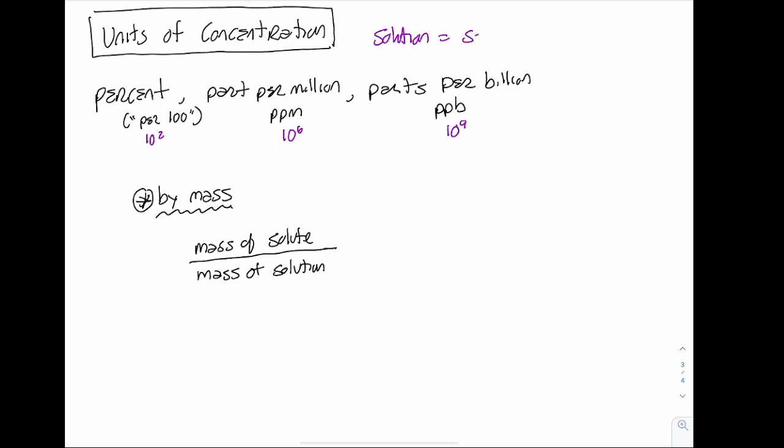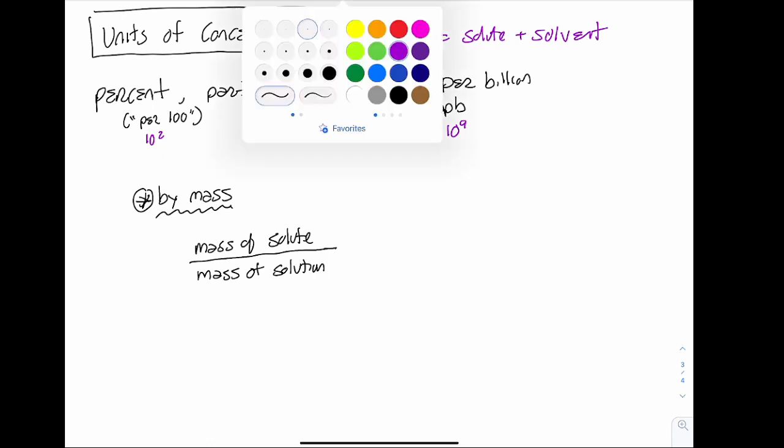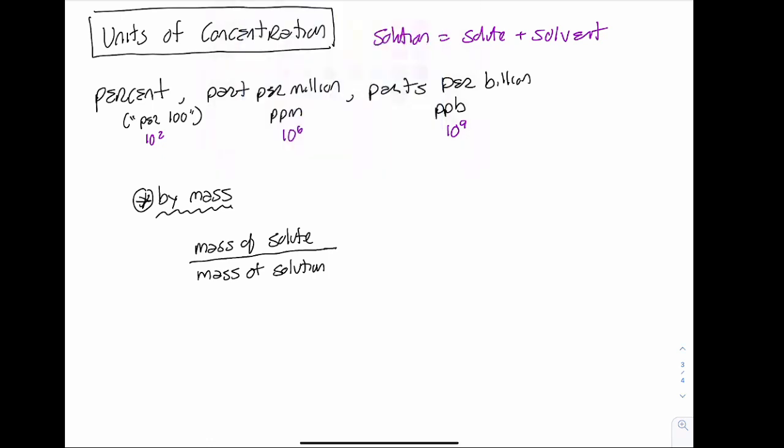Solution equals solute plus solvent. The biggest mistake that I see people make is forgetting to add those together for the bottom. It's solution on the bottom, not solvent. And then if I want to calculate the percent, I'm going to multiply it by 100.